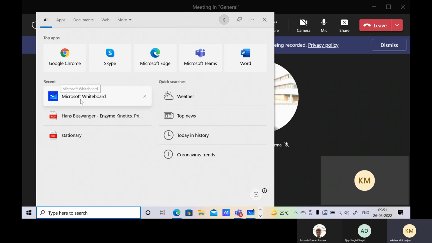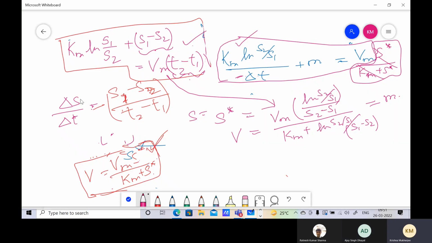Whiteboard. Can all of you see this? Yes, sir. So delta T is nothing but Km ln S1 by S2 plus (S1 minus S2) upon Vmax.